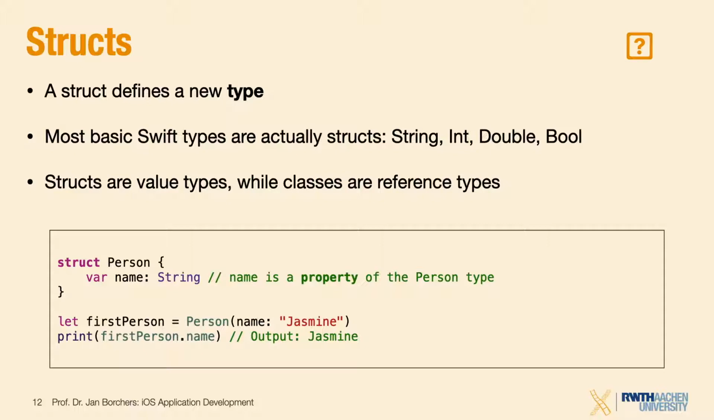So structs are value types, while classes are reference types. That's an important distinction to remember. And the second thing to remember about structs is that they are a feature in Swift that you're supposed to be using as much as possible. Swift tends to favor structs much more so than other languages, and you tend to use structs until you really need to use classes.